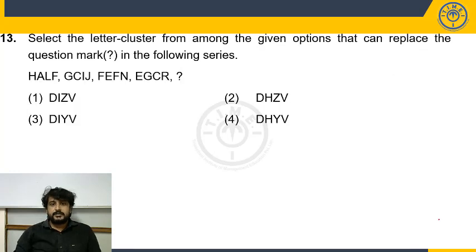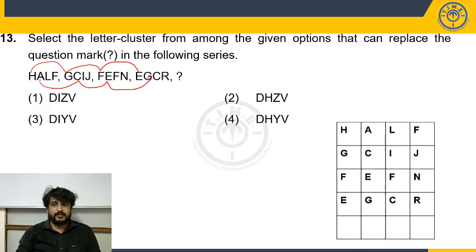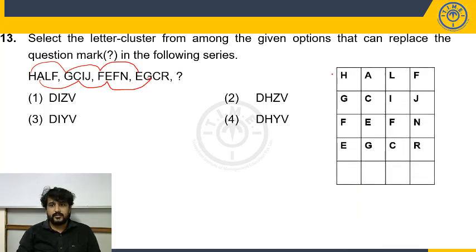Letter series. Select the letter cluster from among the given options that can replace the question mark in the following series. Here we'll check the logic from first letter to first letter, which is a basic rule. Second letter to second letter, third to third, fourth to fourth, and so on. Identify the logic. H place value is 8, G is 7, F is 6, E is 5. So 8 to 7 minus 1, 7 to 6 minus 1, 6 to 5 minus 1. So 5 minus 1 will be 4, D.